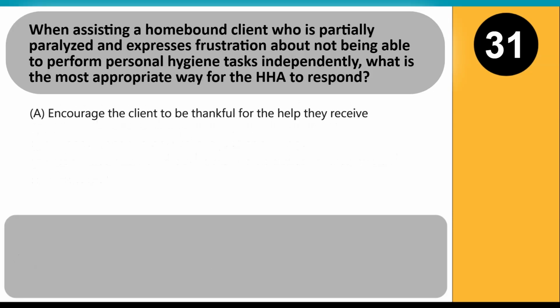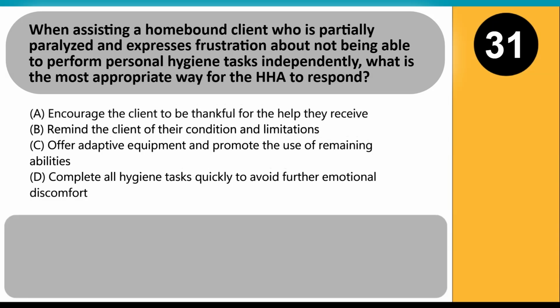When assisting a homebound client who is partially paralyzed and expresses frustration about not being able to perform personal hygiene tasks independently, what is the most appropriate way for the HHA to respond? A. Encourage the client to be thankful for the help they receive. B. Remind the client of their condition and limitations. C. Offer adaptive equipment and promote the use of remaining abilities. D. Complete all hygiene tasks quickly to avoid further emotional discomfort.